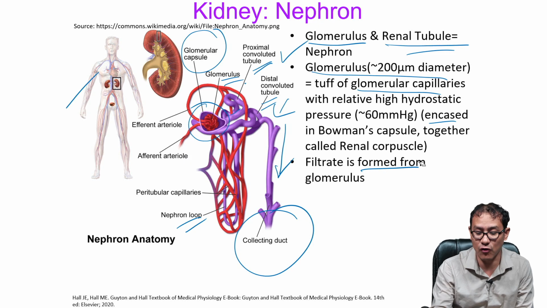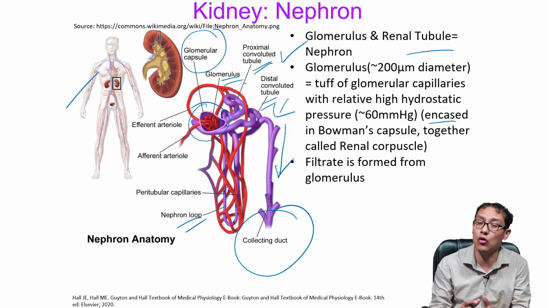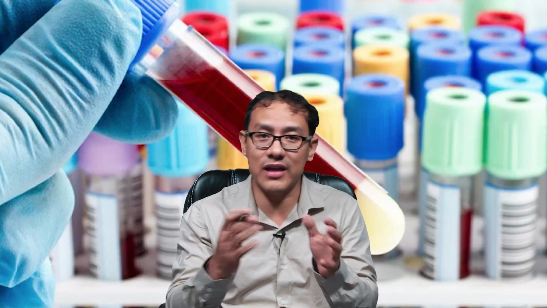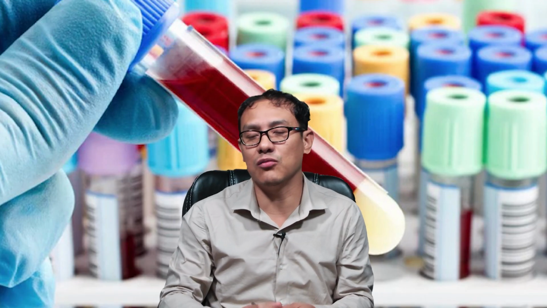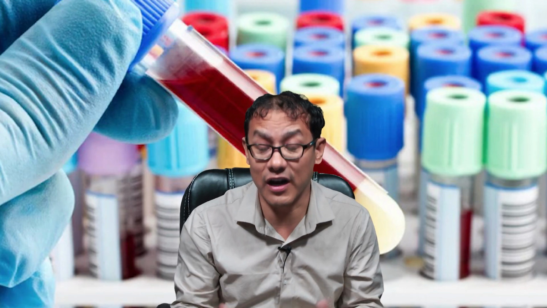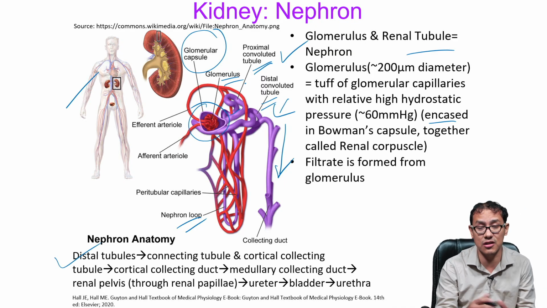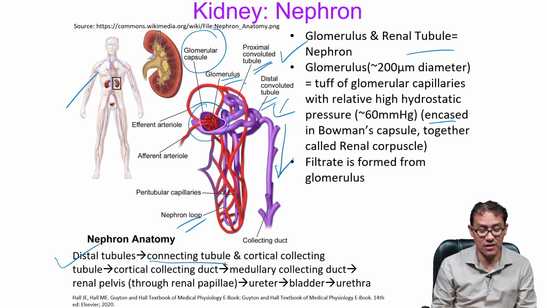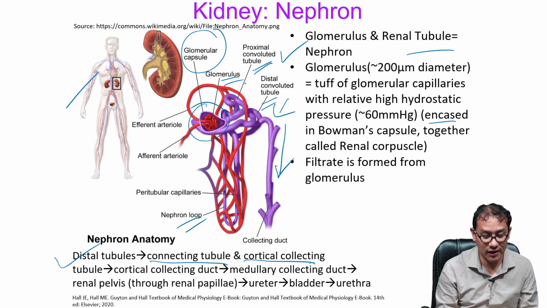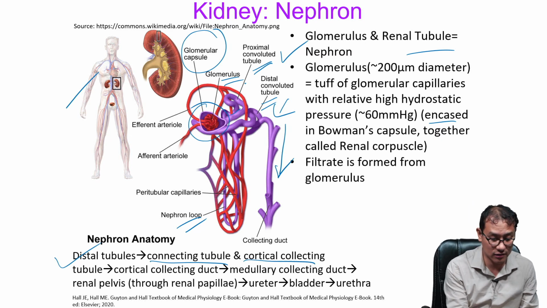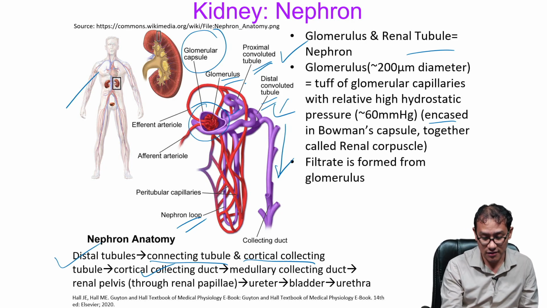So urine is first formed as glomerular filtrate from the glomerulus, and through tubular absorption, tubular secretion and further processing, it leads to the formation of the final urine product. Easily you can see that the distal tubules connect to what is known as the connecting tubules. They fall into the collecting tubules, and the cortical collecting tubules.